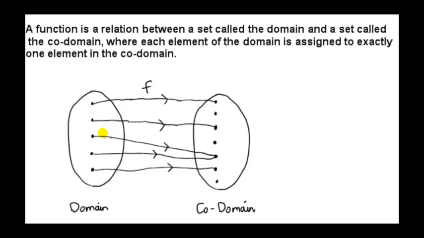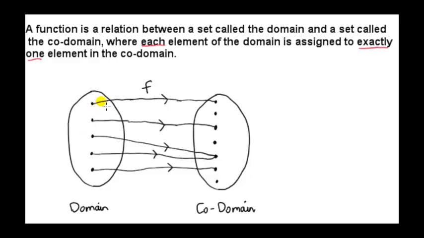Now a function is a relation between a set called a domain and a set called a codomain. Each element of the domain is assigned to exactly one element in the codomain. So a keyword here is each element of the domain. So in this set, this domain, we have 5 elements, and you can see that an arrow leaves each element. That must be the case for a function. We cannot have an element sitting here with no arrow leaving it.